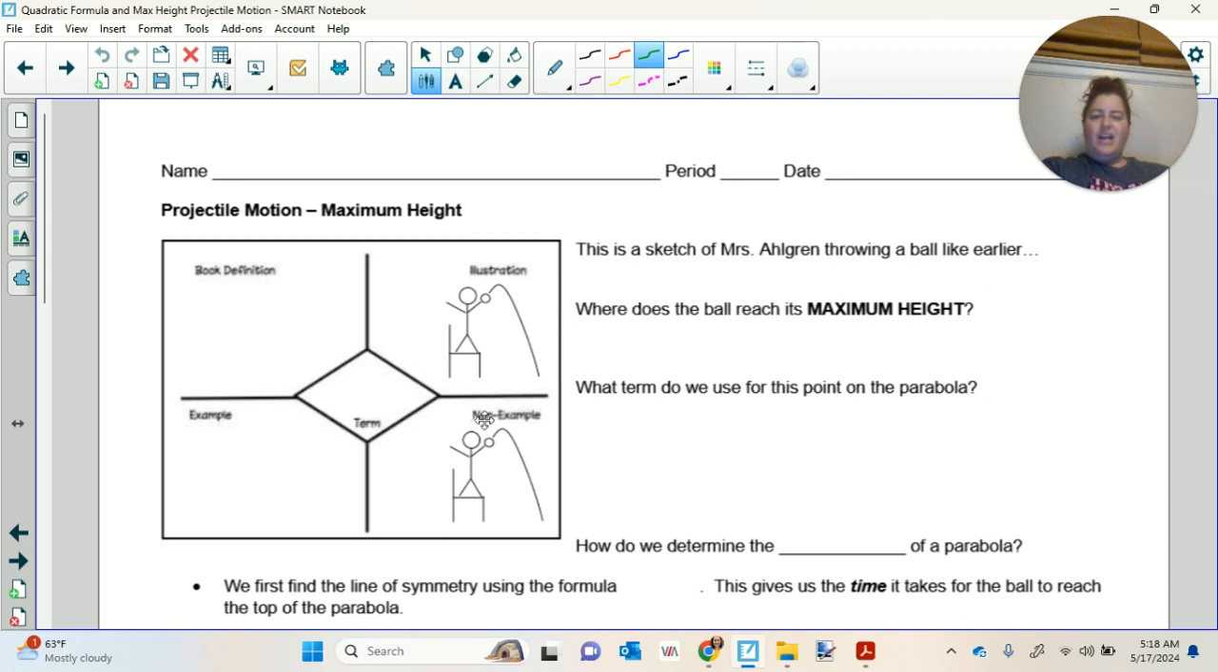I'm going to come down here to this non-example section. We had been thinking about when it goes up and then comes down and how long it would take to hit the ground down here. But another common question that's asked is when the ball would reach its maximum height. So in our diagram here, where it says illustration, we're looking at this spot right here, where the ball reaches its maximum height. And so this is at the top of the parabola, where it reaches its maximum height.